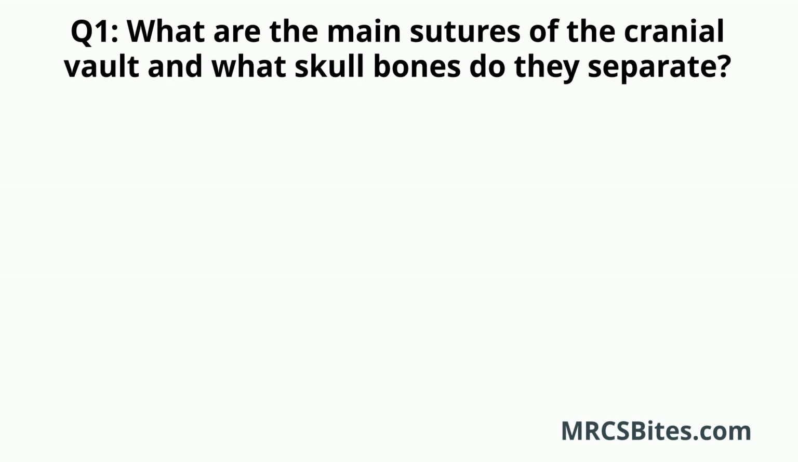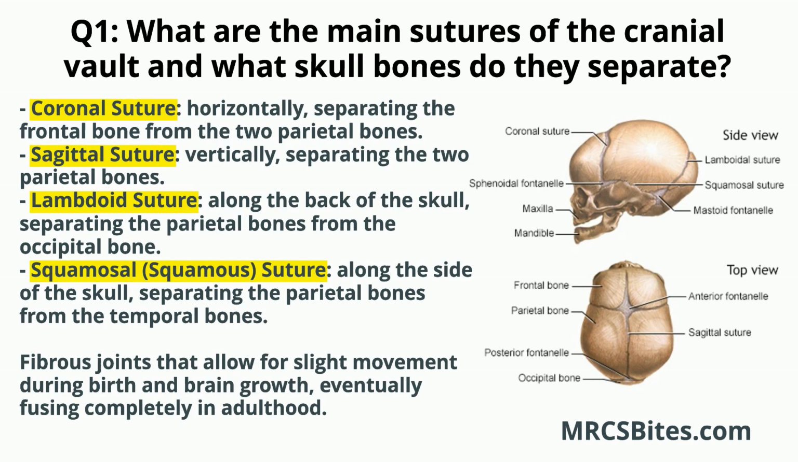Question 1. What are the main sutures of the cranial vault and what skull bones do they separate? The cranial vault is composed of several bones joined together by sutures. The main sutures of the cranial vault and the bones they separate are: coronal suture. This suture runs horizontally across the skull, separating the frontal bone from the two parietal bones.